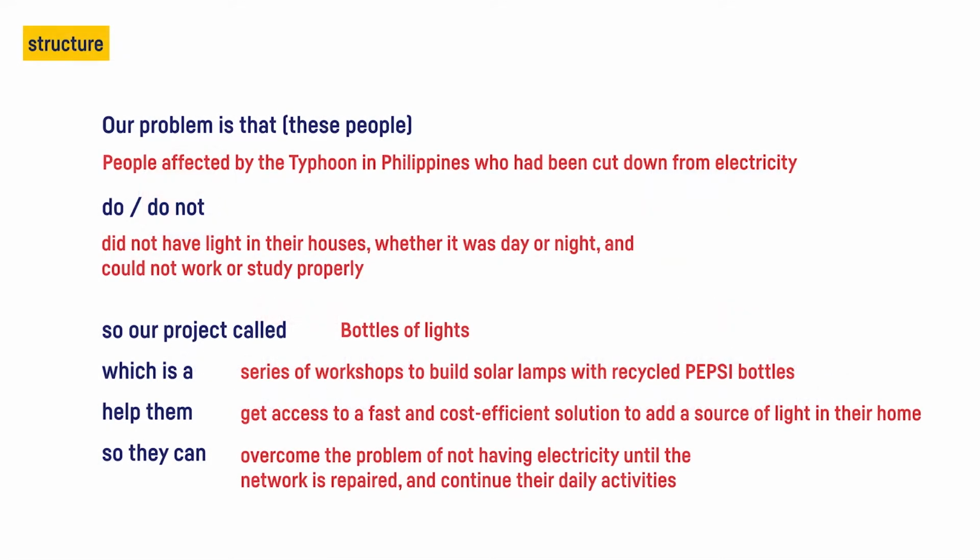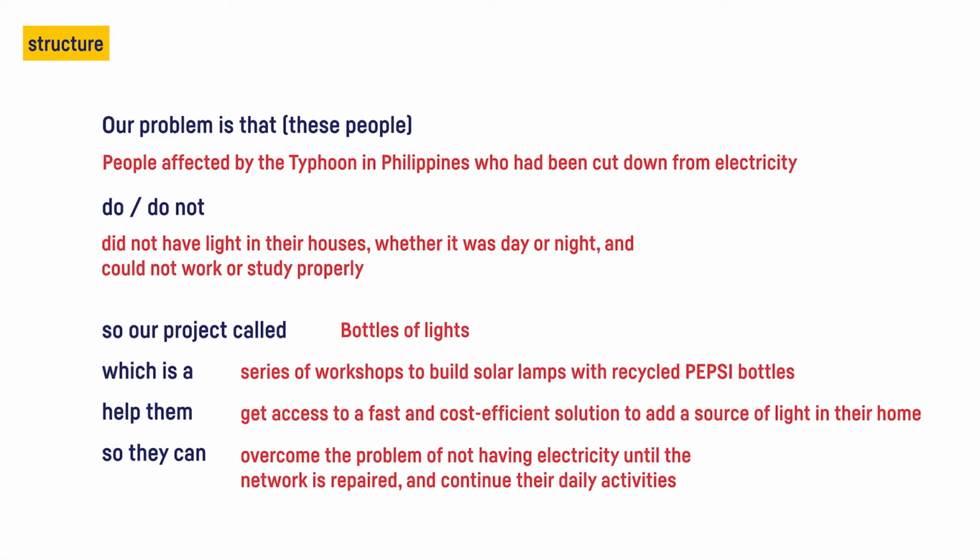And up until you follow this module, I'm pretty sure you were struggling telling your stories. You were not sure where to start. The problem and the way it is exposed by Pepsi follows these lines. So our problem is that people affected by the typhoon in Philippines who had been cut down from electricity did not have light in their houses, whether it was a day or night, and they could not work or study properly. That was the problem.